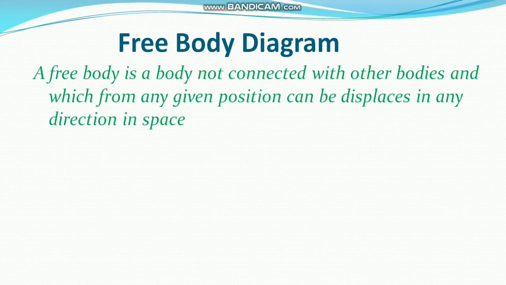Next is the free body diagram. What is a free body? A free body is a body which is not connected with other bodies and which, from any given position, can be displaced in any direction in space.